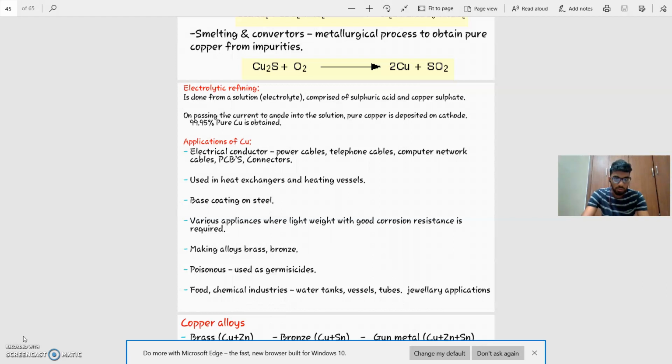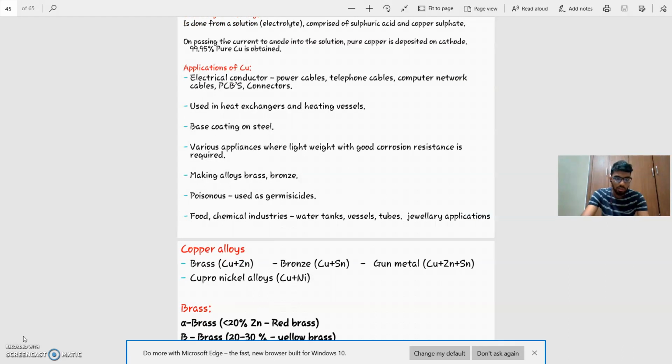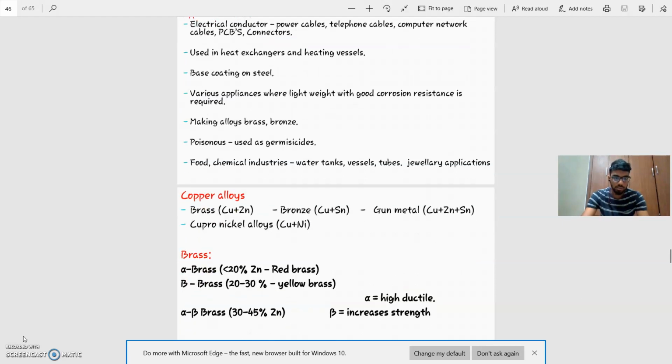Base coating on steel so that it can be easily heated. Various appliances where light weight and good corrosion resistance are required, making alloys of brass and bronze. Poisonous, used as germicides. They are also used in food and chemical industries, water tanks, vessels, tubes, jewelry applications.